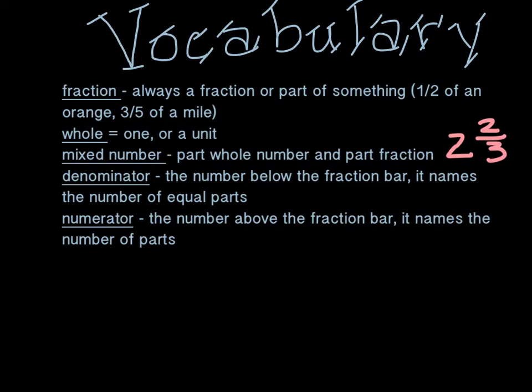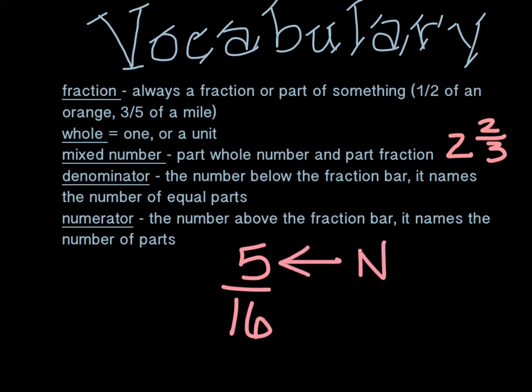So if I had 5/16, this is my numerator. I'm just going to abbreviate with an N. And this is my denominator. Abbreviate that with a D.